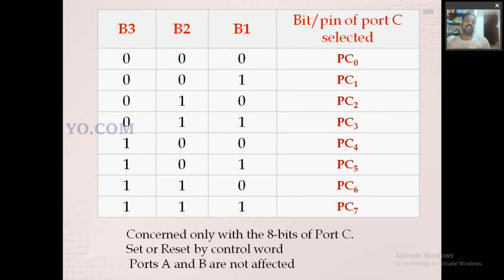A simple example: if you have an LED, the positive terminal of the LED is connected to port C0 and the negative terminal is connected to ground. Then we can send the data, 000 means port C0 is selected. If it is set to 1, the LED will glow. If it is 0, the LED will switch off. In a similar way, we can control the individual 8 lines of port C.